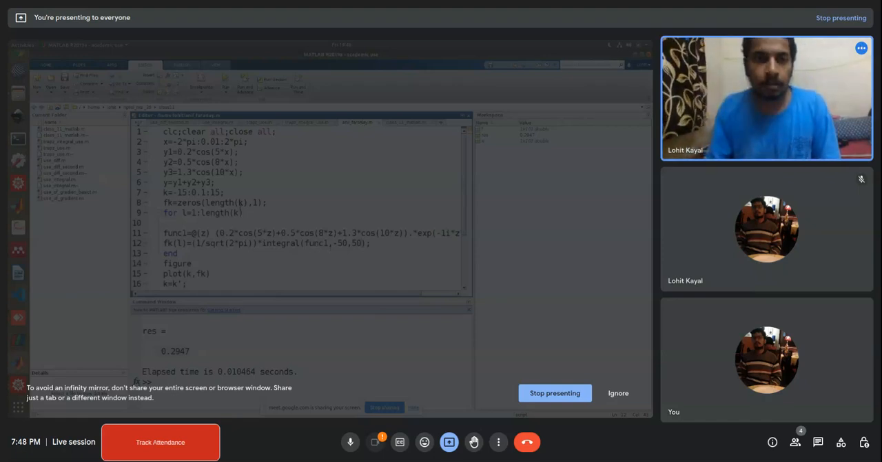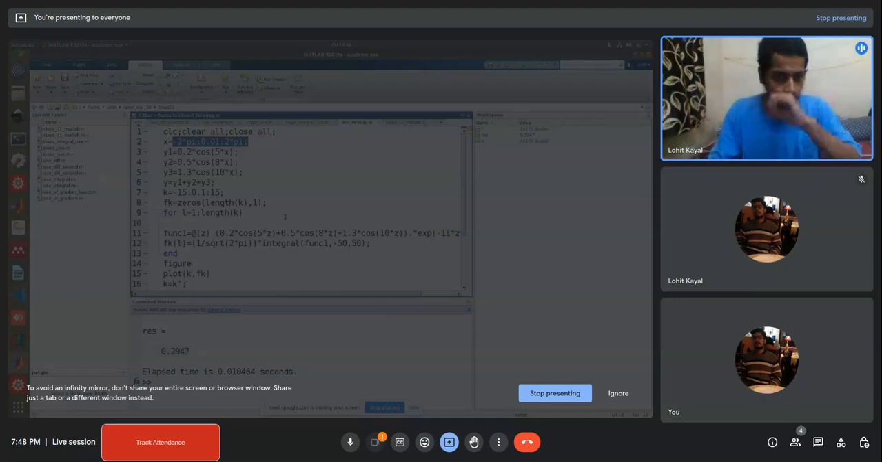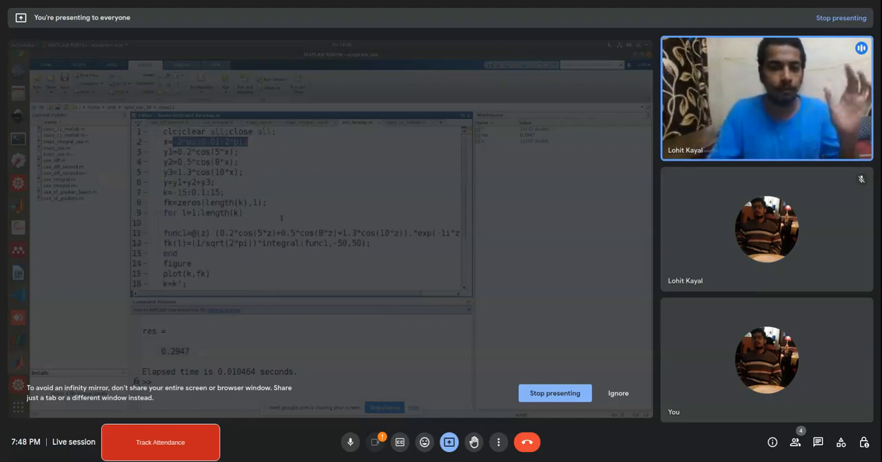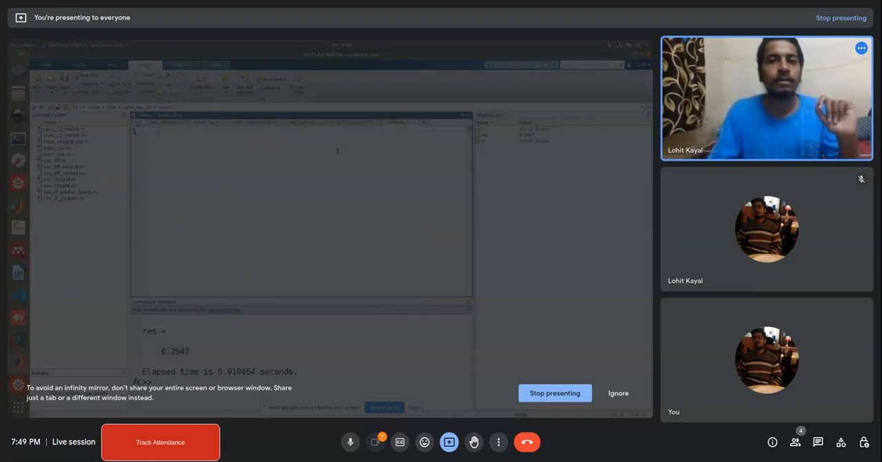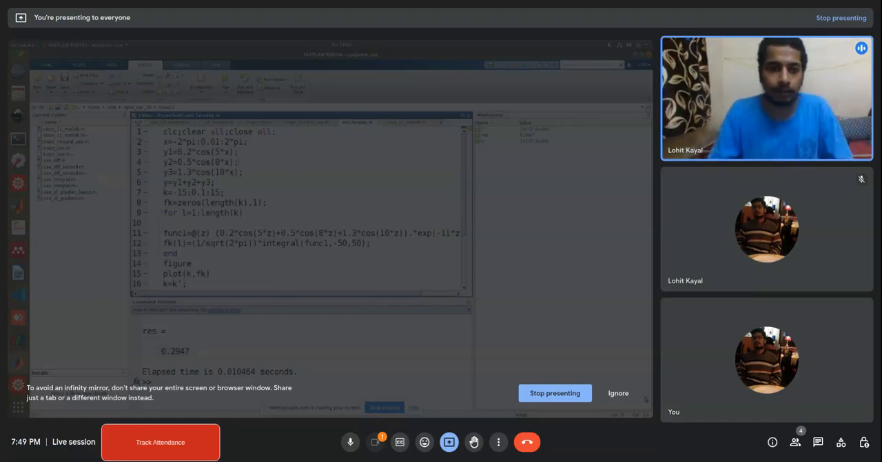Okay. So let me tell you what I have done in the code. Here first I have provided a range. Let me just do it clearly, then it will be clear for you. Here you will see that I have used both functions and integral and trapz. I can tell it from here.